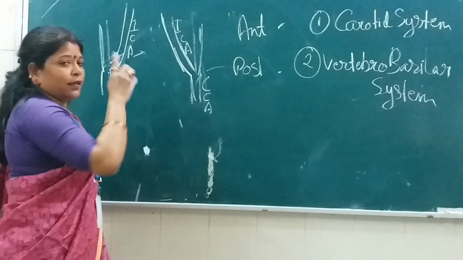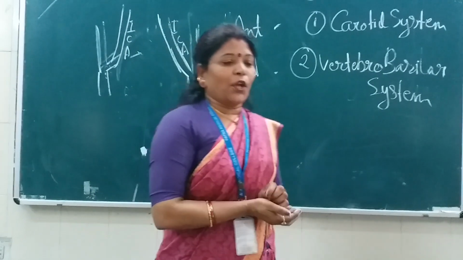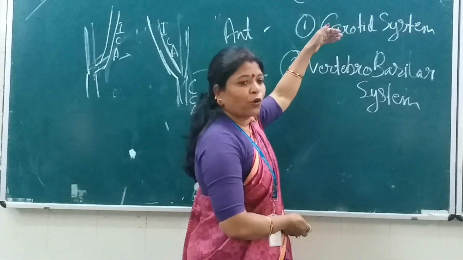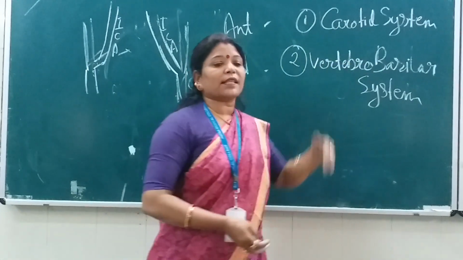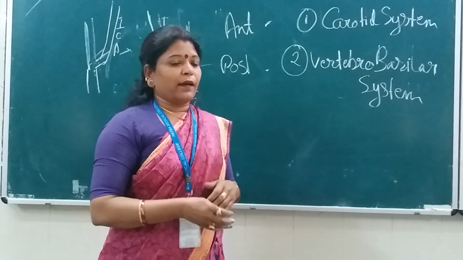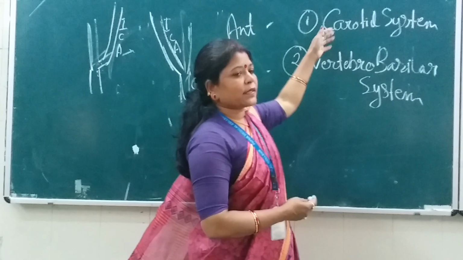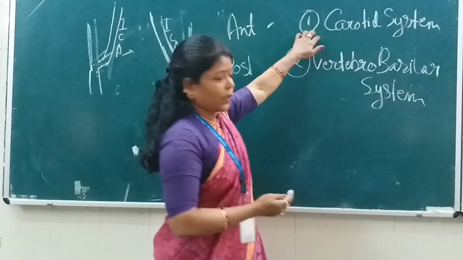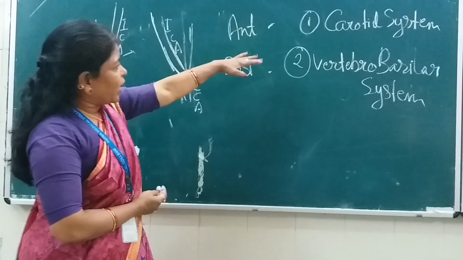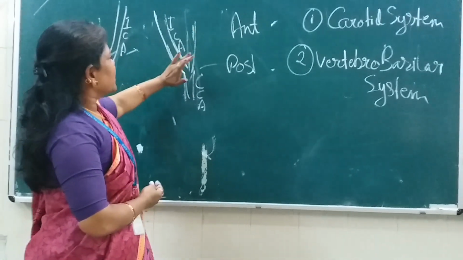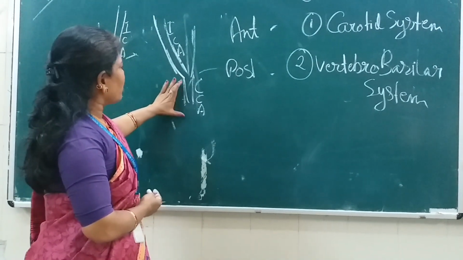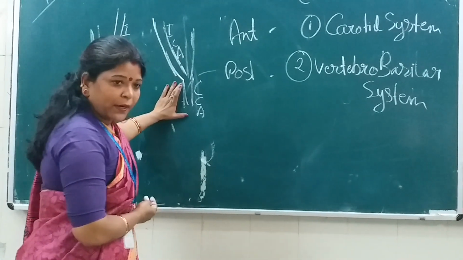This is taking the charge to supply the major part of the brain, and through which foramen does it enter inside the cranial cavity? Ultimately, it has to go inside the cranial cavity to supply the brain, this carotid system. So, the carotid word is fulfilling from which branch? The internal carotid artery, which is one of the terminal branches of the common carotid.